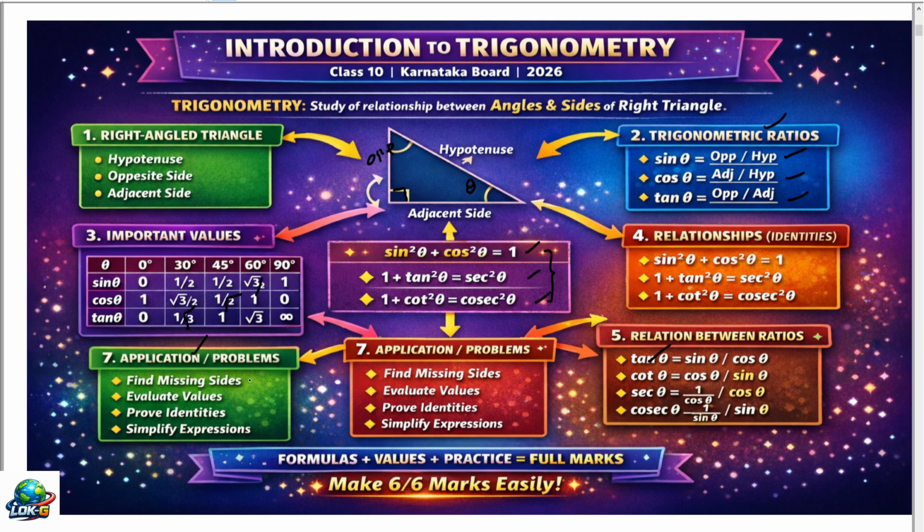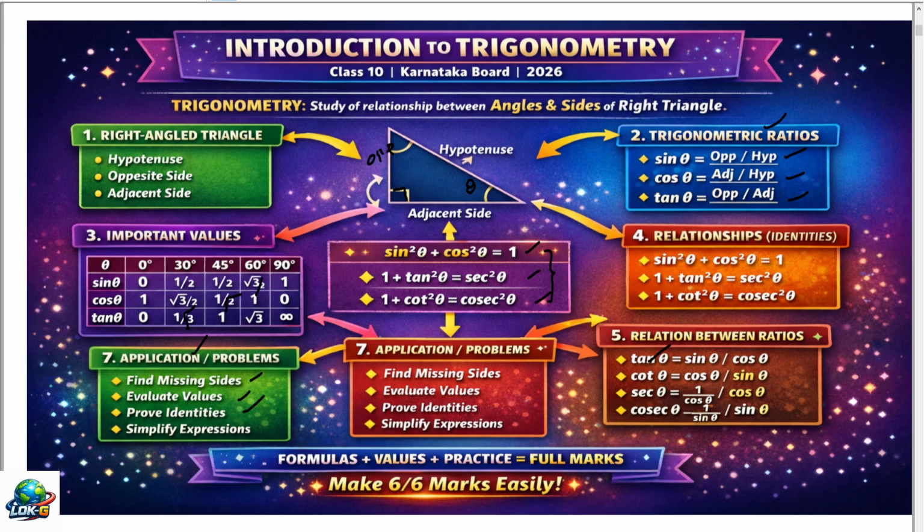Find the missing sides. Generally, you will be given any two sides here. You can get the third side by using Pythagoras theorem. You have been taught in the classroom. Evaluate values correctly. Whenever standard angle problems are given, I will take definite examples, then you will understand.